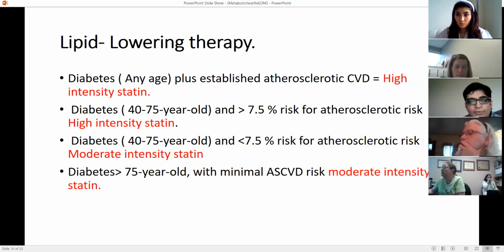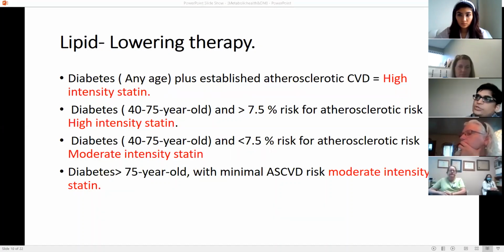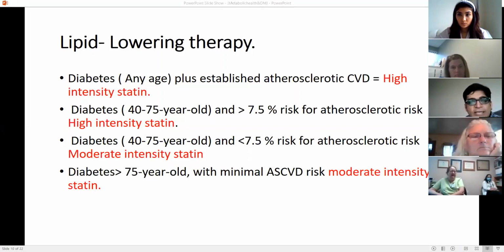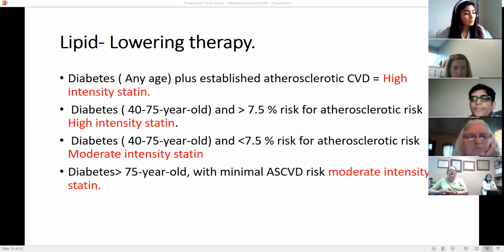So we talked about the blood pressure. What about the lipid lowering therapy or the statin therapy? When we are choosing a statin, which statin to use? Should everyone be on atorvastatin? Can we use Zocor, which is simvastatin? So any patient at any age with diabetes, type 1 or 2, who has established cardiovascular disease, meaning they already have had a heart attack or a stroke, should be on a high intensity statin. And I will talk more about which agents and which doses are high intensity. So that's the first thing.